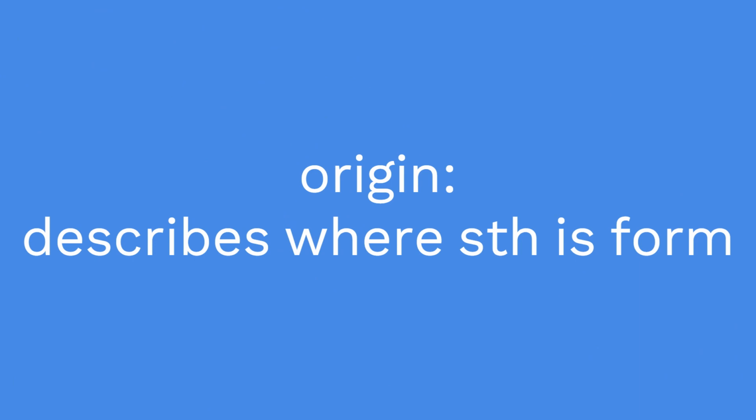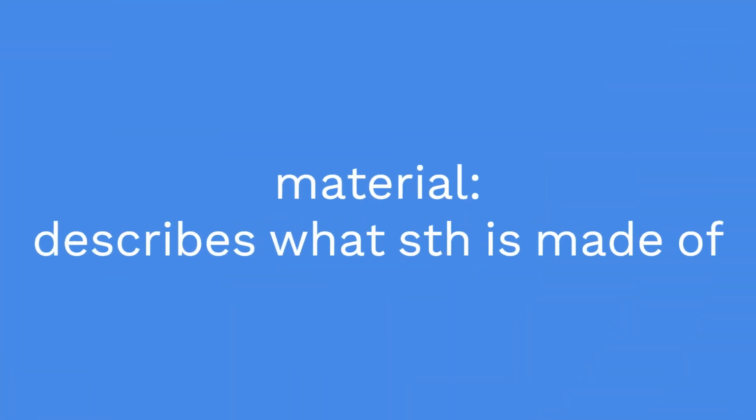Origin. These words describe where something is from. Like saying the nationality: American, Italian, Spanish, Japanese, Chinese. Material. These words describe what something is made of. Like wooden, plastic, glass, metal, stone, silk, leather.